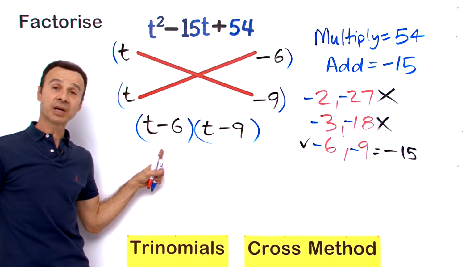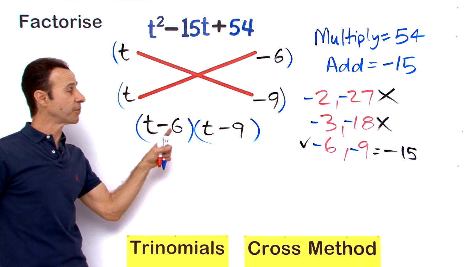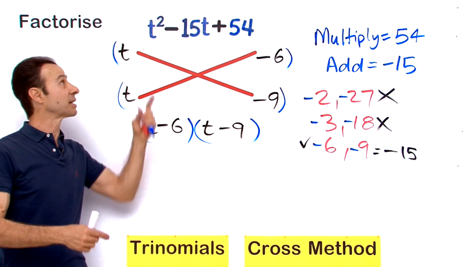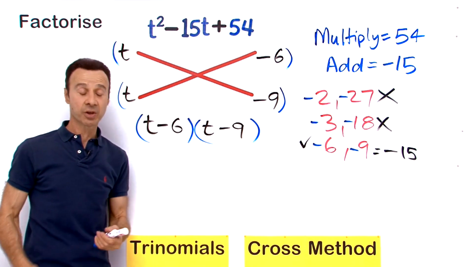And if you want to further check that you are correct, all you have to do is use the FOIL method we did in other tutorials to expand and simplify, and you'll end up with a trinomial just like the one above.